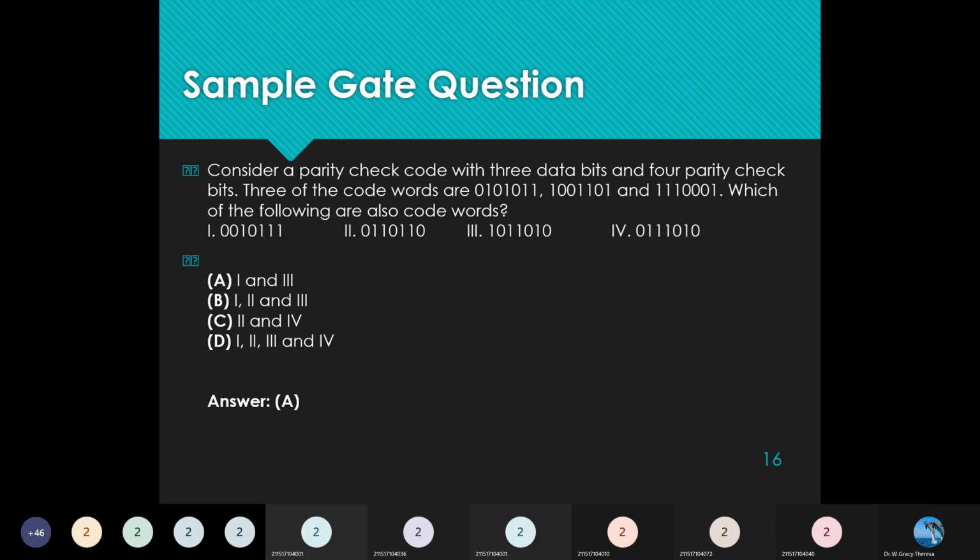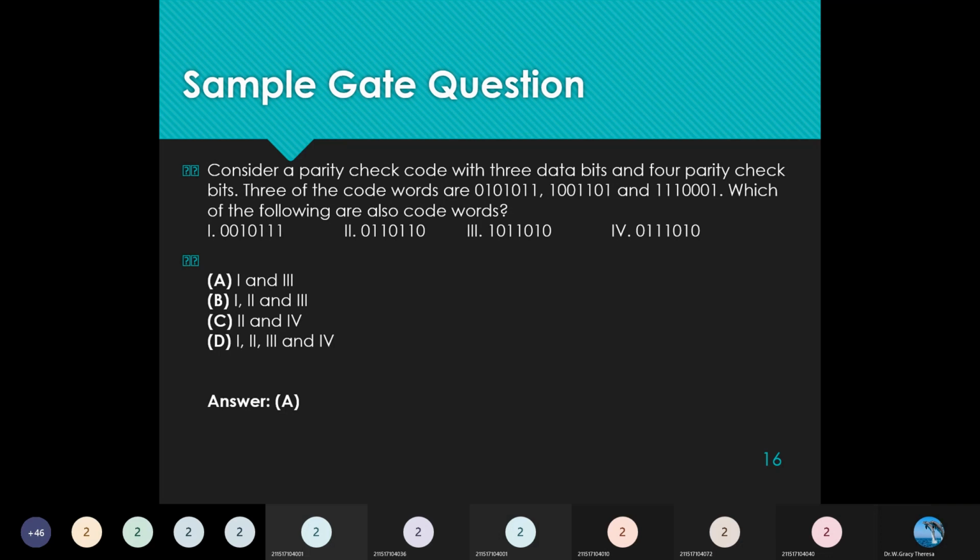We know how to find the parity check. Since we have 3 bits, we have to perform the two-dimensional parity bit check, and finally find the fourth code word. The options are either 1 and 3, or 1, 2 and 3. If you have time, you can try this. Students, I ask you to try this and tell me the answer. You can do the simple parity check, I mean the two-dimensional parity check.